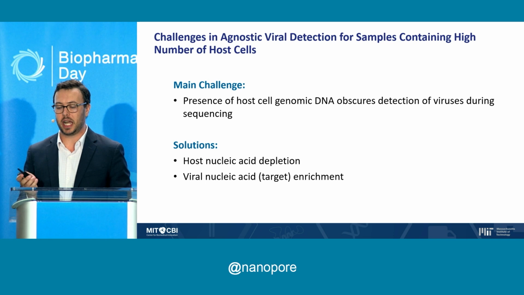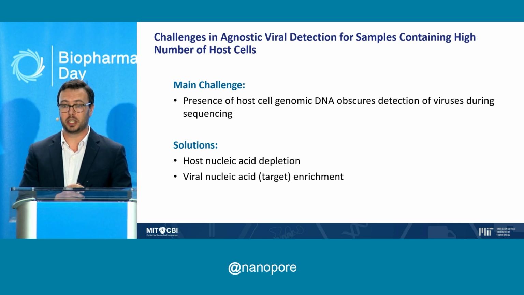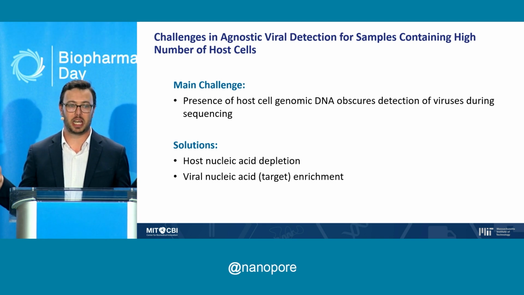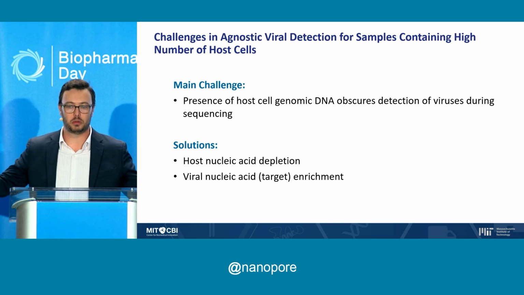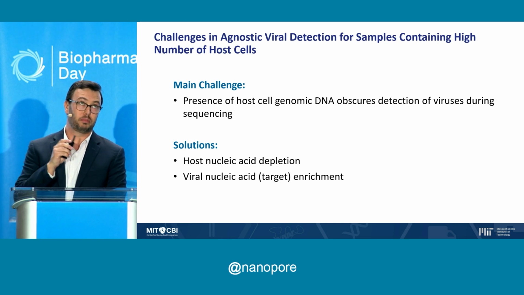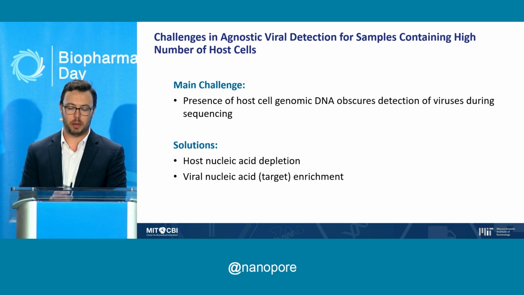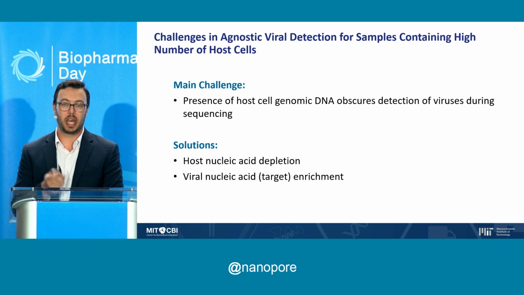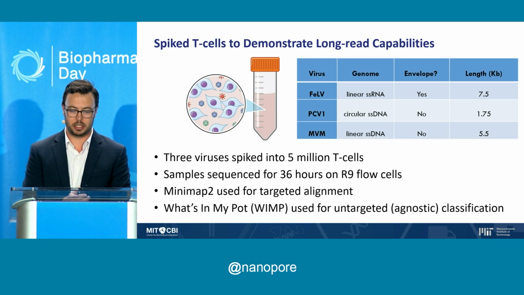One of those main challenges is essentially that host cell genomic DNA, so the cells that are making your product, really obscures the detection of these small viruses that can only be 1,000 to 5,000 base pairs in length compared to the massive length of a human cell. Okay, and so we set out to improve this sample preparation pipeline by depleting host nucleic acid and enriching for viral nucleic acid. And we did this by spiking T cells with 3 different viruses.